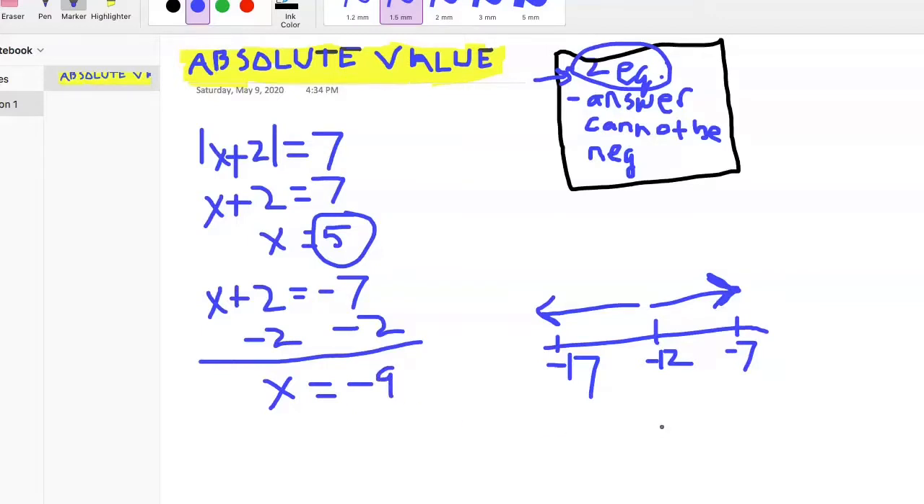Same exact thing. So this time, rather than negative 12, we had a negative 7 here, okay? And it's a minus, so that means it's going this way, right? And so you'd have like negative 9 is less than negative 7, right? Negative 5 is greater than negative 7. Okay, so there's our two answers, 5 and negative 9.